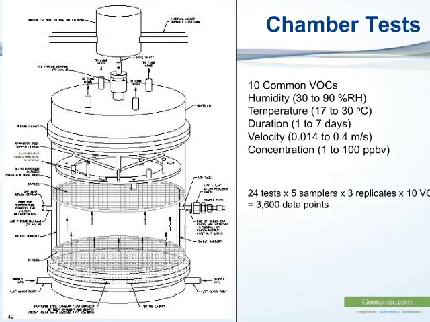Move forward. So we did chamber testing in a laboratory chamber and tested 10 different VOCs at a variety of different values of humidity, temperature, sample duration, air velocity, and concentration. 24 chambers with 5 samplers each and triplicate with 10 VOCs gave us 3,600 data points. Move forward.